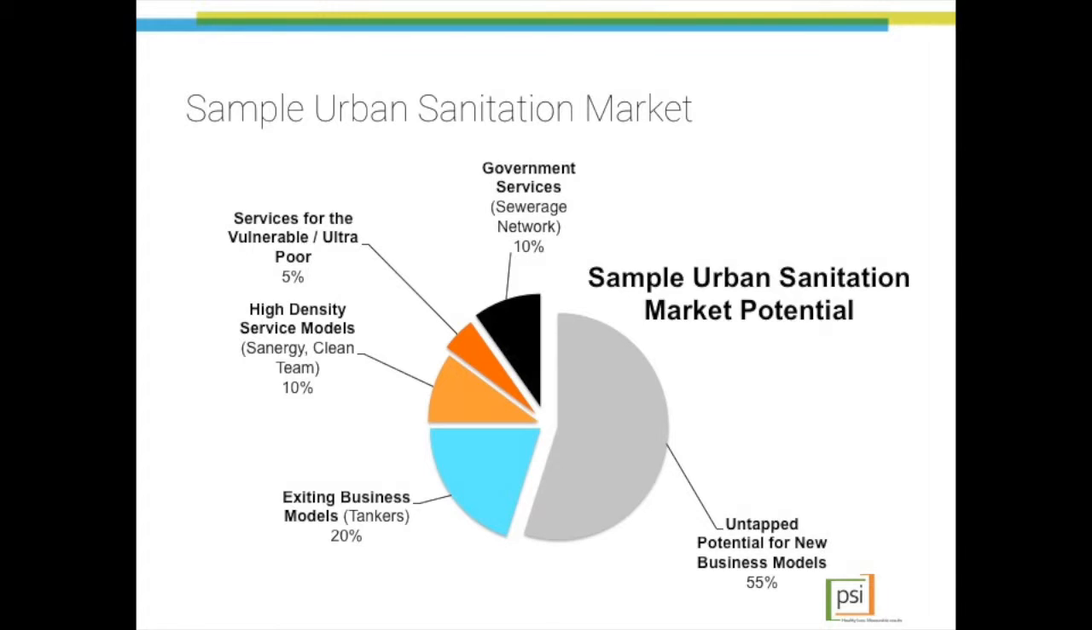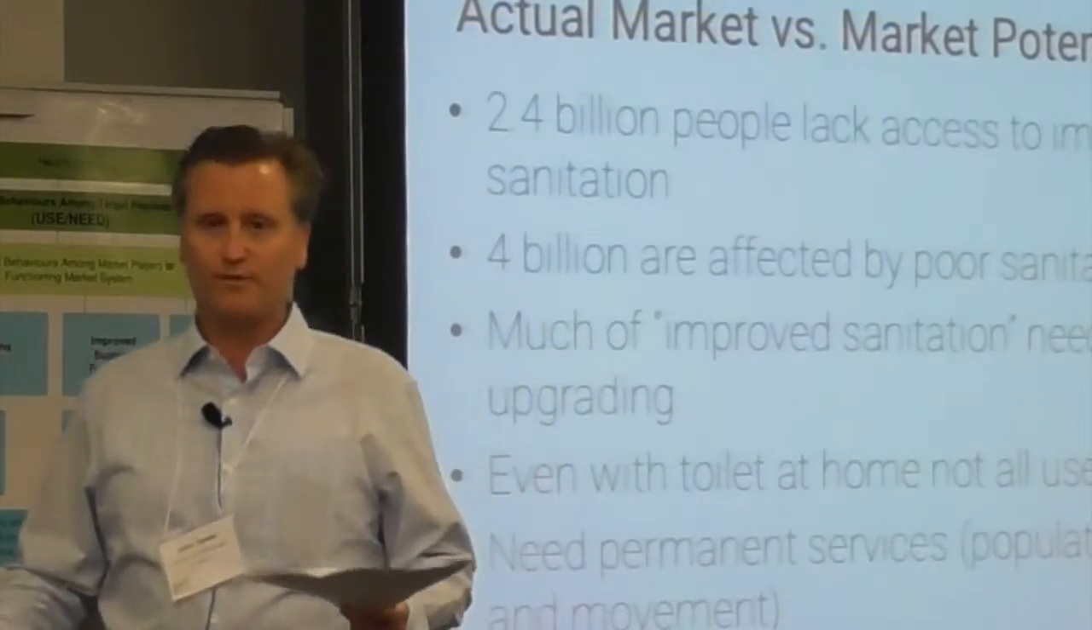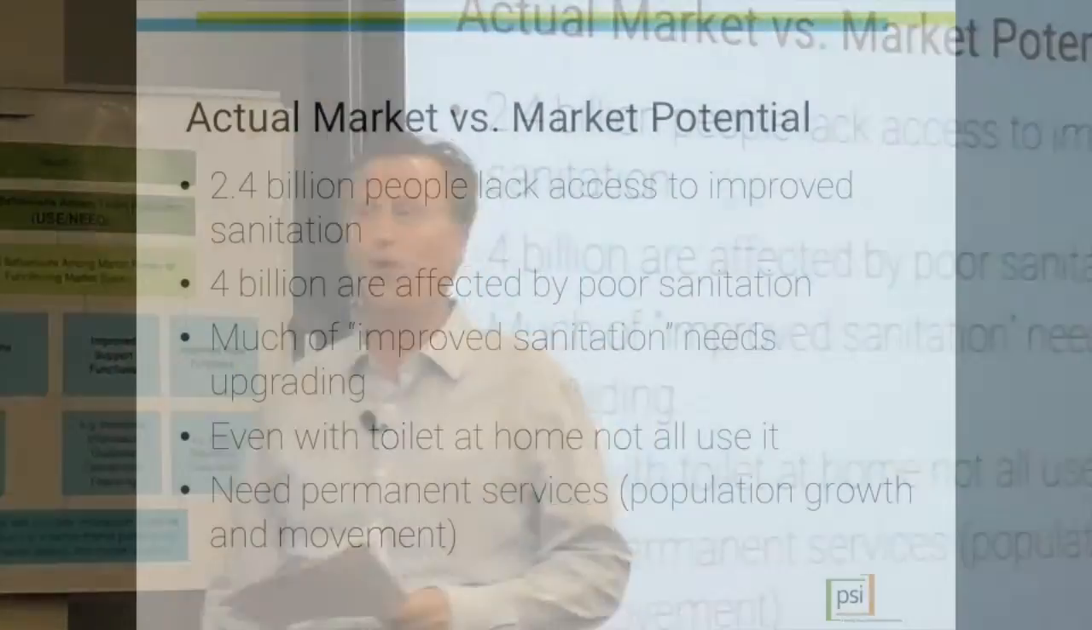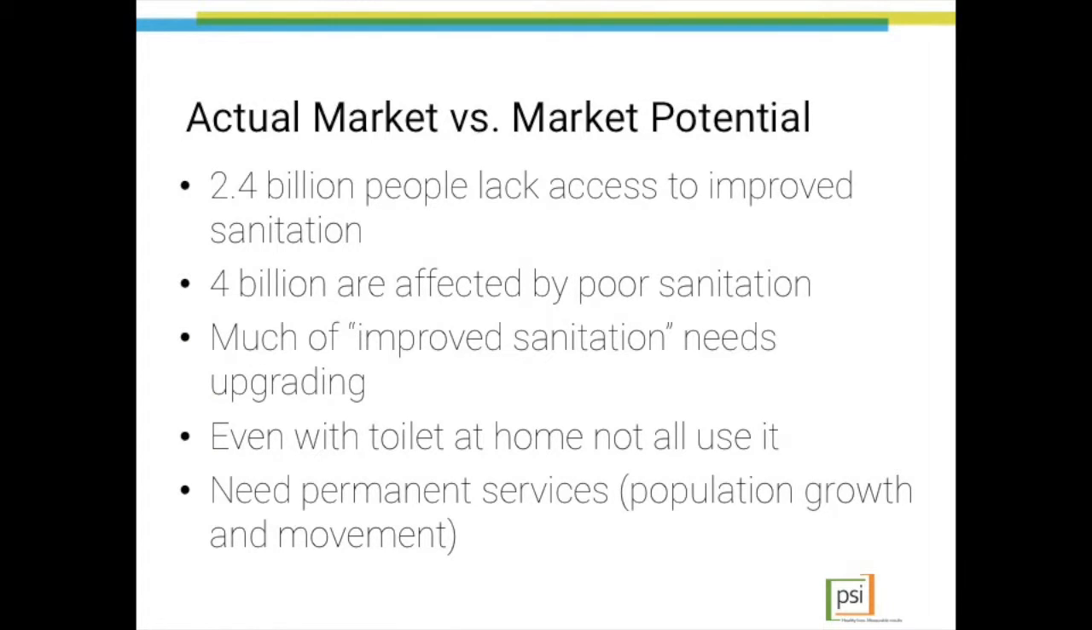Now, some cities, Senegal, Dakar, the coverage is higher for sewerage, but in general, there's large parts of the population where sewerage is not a reality, it's not going to be a reality soon, so we have to focus on this fecal sludge management. What is our use over need? What is our actual market versus market potential? So we've heard that 2.4 billion people lack access to improved sanitation. 4 billion are affected by all these fecal sludge management issues where toilets are overflowing, it's in the drainage, it's in the waterways, it's in the neighborhoods.